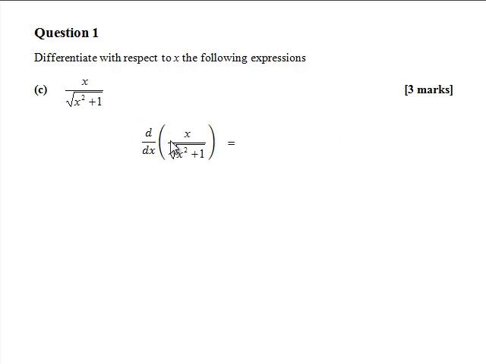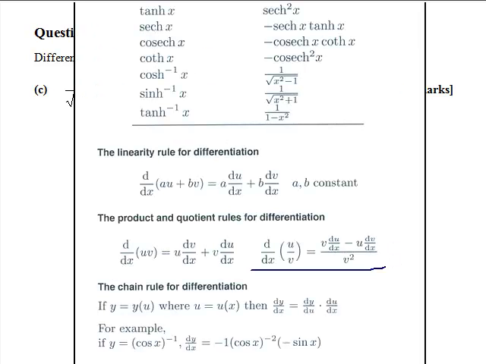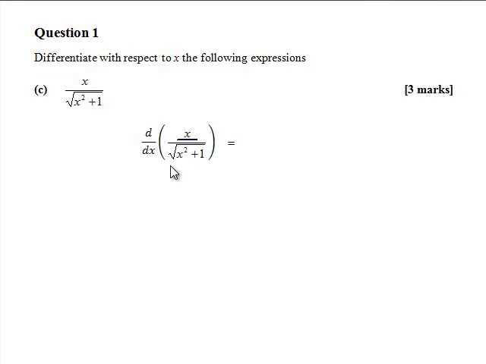Now we have to differentiate x over the square root of x squared plus 1. Let's remind ourselves of the quotient rule. d by dx of u over v is equal to v du dx minus u dv dx all over v squared. x is equal to u, and the square root of x squared plus 1 is equal to v.